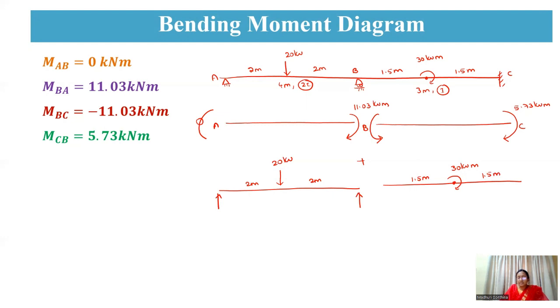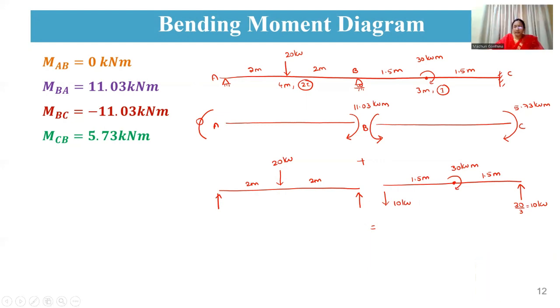As you are having an external moment of 30 kilonewton meter here, you are going to have a reaction of upward 30 by 3, so that is 10 kilonewton. And since it is upward here, it will be a downward of 10 kilonewton there, right? So by superimposing these two, that is fixed end moments and simple or free bending moment, you're going to merge these two things.